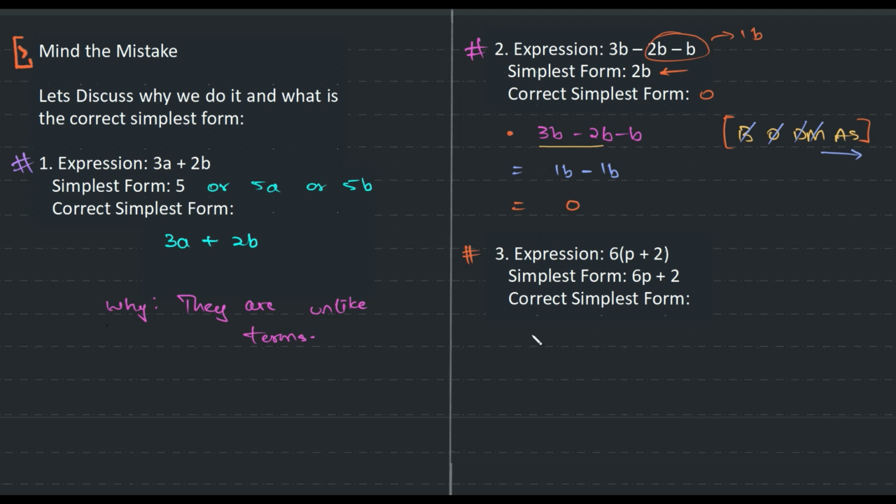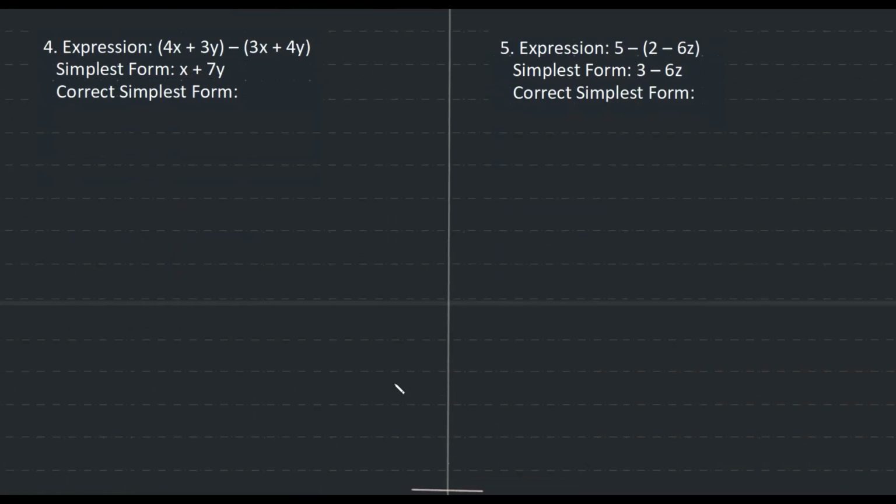I'm waiting for you guys to take a second and think what's the mistake. Yes, not using the distributive property properly. Here you have to multiply not only p with 6 but also 2 with 6. So 2p plus 12, that's the right answer. So not using the distributive property is the problem over there.